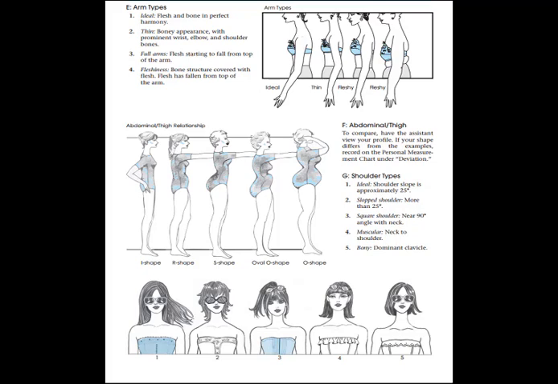E. Arm types. 1. Ideal, flesh and bone in perfect harmony. 2. Thin, bony appearance, with prominent wrist, elbow and shoulder bones. 3. Full arms, flesh starting to fall from top of the arm. 4. Fleshiness, bone structure covered with flesh, flesh has fallen from top of the arm.